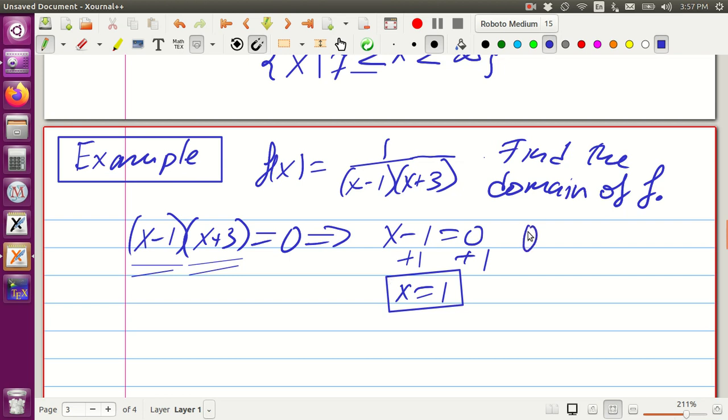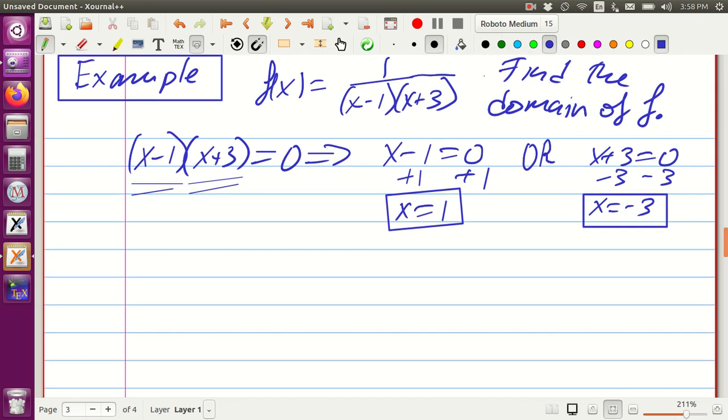All right, and then we put or, and we say x plus 3 is equal to 0. So we have x plus 3 equal to 0, so we're going to subtract 3 from both sides, and we get x equals negative 3. Thus, we have two different places where our denominator is equal to 0.